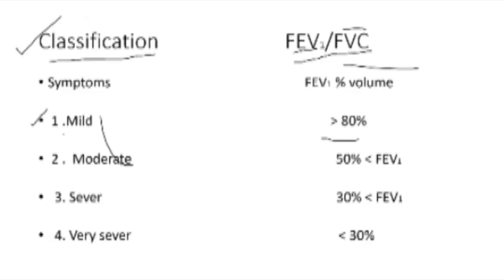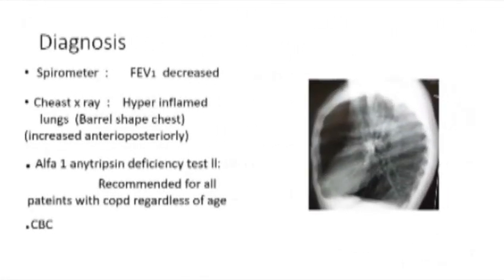Moderate means when the forced expiratory volume is equal to or greater than 50%, then it comes under moderate. In severe, if forced expiratory volume is equal to or greater than 30%, then it will be considered under severe. In very severe, if the forced expiratory volume is less than 30%, it comes under very severe and is very difficult to manage.